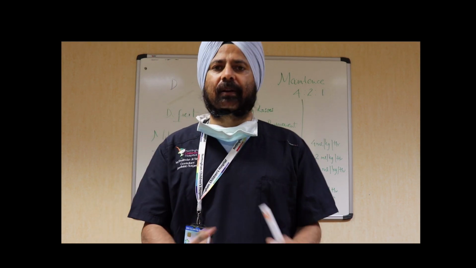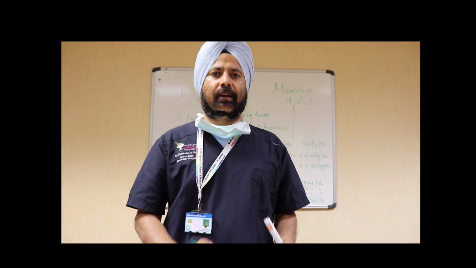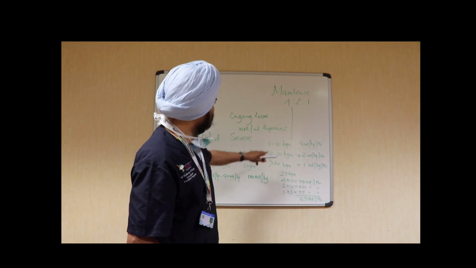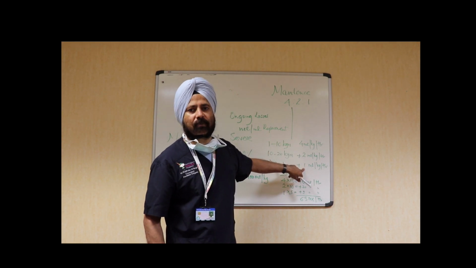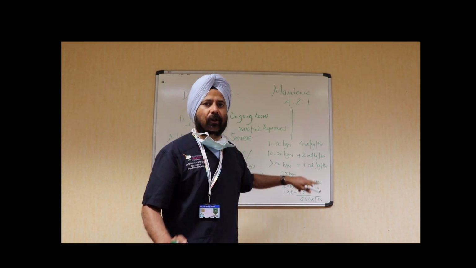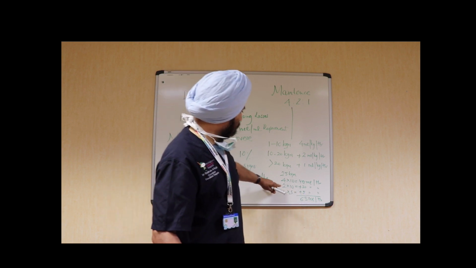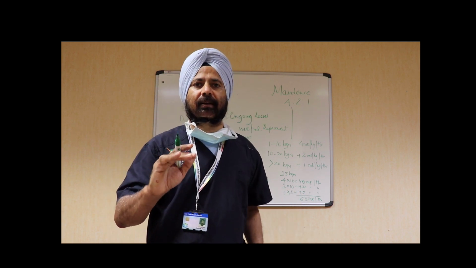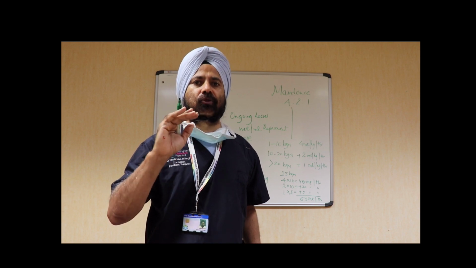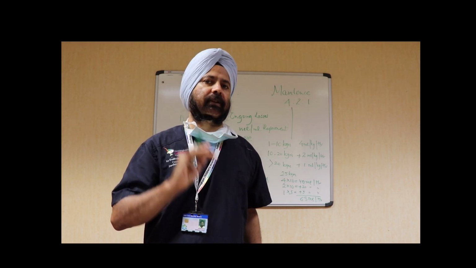So this is how you calculate the fluid for the children. And if you know this formula, the rule is 4:2:1. You must remember this for your life. Now, if you are dealing with adults, you can calculate the fluid with this, but your maximum limit is that in case of male, usually it is 2.5 liters, and in the case of female, it is 2 liters.